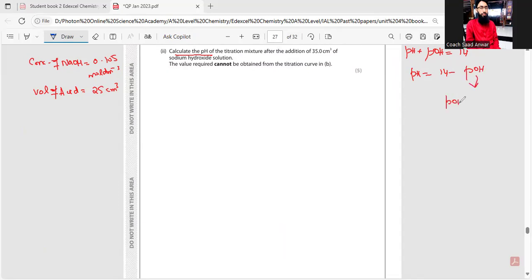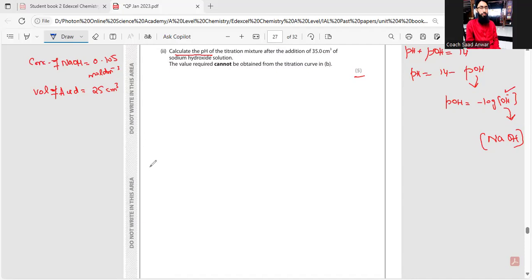pOH means we need to find the negative log of the hydroxide ion concentration. And if we want the hydroxide ion, it means we need to find the concentration of sodium hydroxide. So if we have the concentration of sodium hydroxide, we can have the concentration of hydroxide ion. Once we have the hydroxide ion concentration, then we can have pOH. And if we have pOH, we can have pH. Brilliant. But that is not an easy 5 marks. I'm going to solve it.